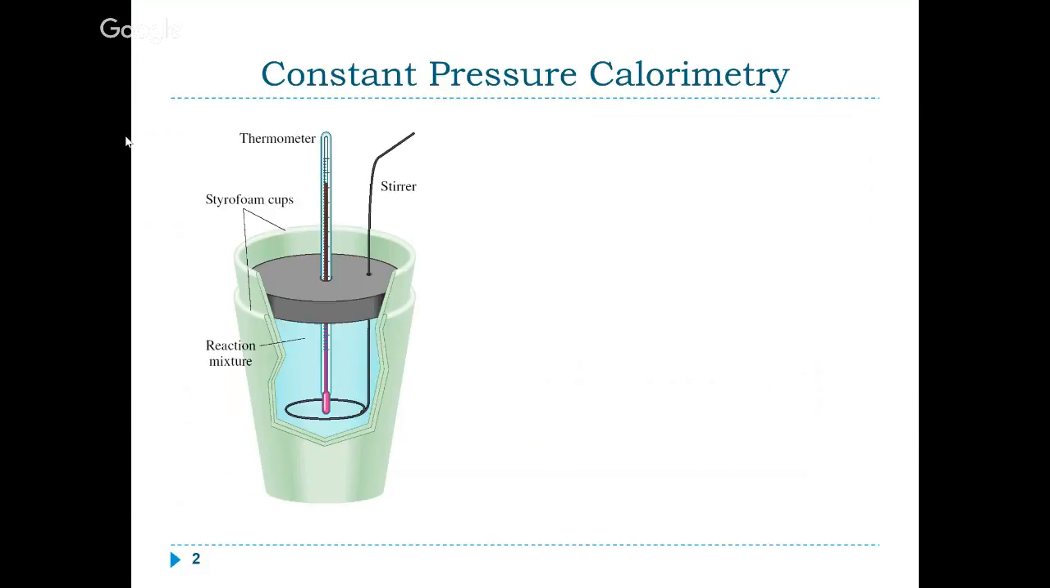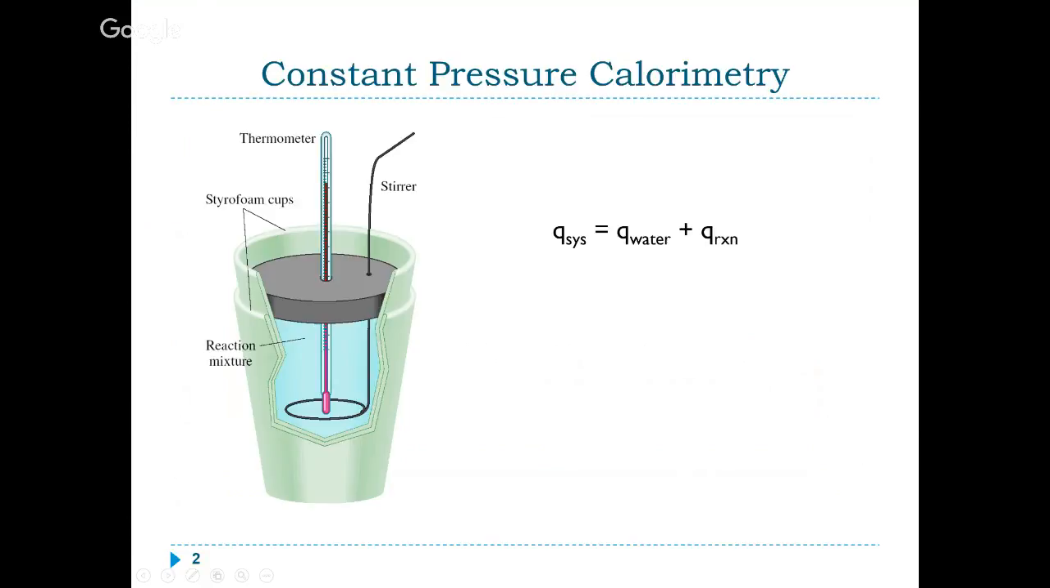So we have our basic calorimeter, which is two styrofoam cups to provide some insulation. We have our thermometer to measure our temperature change. Water is in the calorimeter. And then we have our stir bar. So when we look at this, we're looking at what is the heat associated with our system that we have isolated here. So the Q of the system equals the Q of the water plus the Q of the reaction.